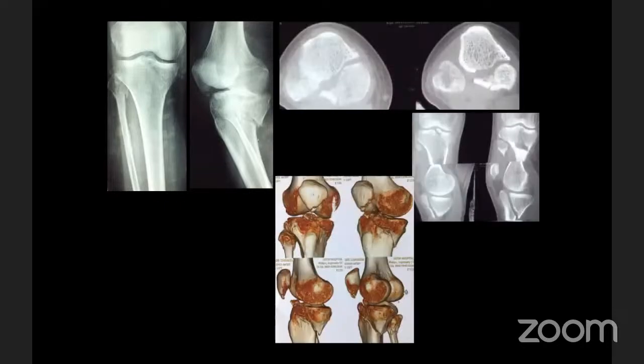Sir, can we proceed? Jignesh? Yes, sir. I'm going to the next one. So this is a medial condyle fracture, classic, what we have seen right now.